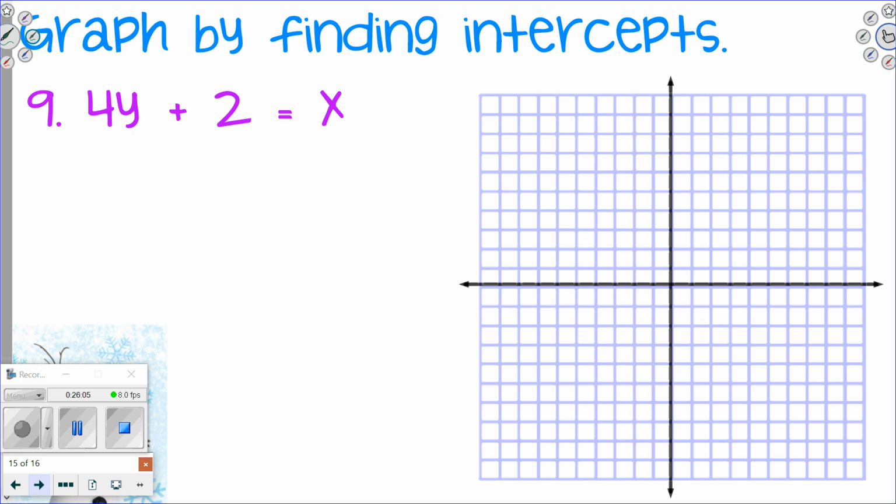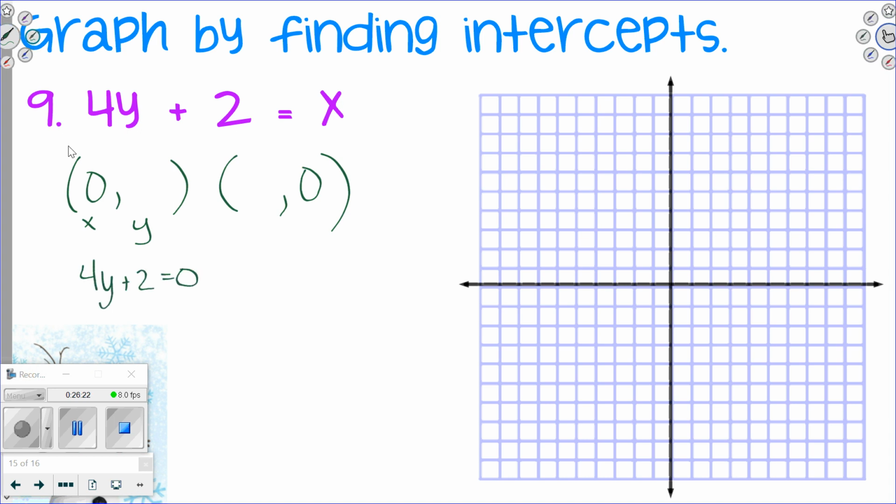All right, so this one, again, intercepts. I'm going to set up my ordered pairs with my zeros, plug them in, and see what I get. So 0 for x, that's going to give me 4y plus 2 equals 0. So subtract 2. 4y equals negative 2. Oh, be careful. What is negative 2 over 4? It's negative half. If I have 2 cookies and give them to 4 people, you're only going to have half a cookie.